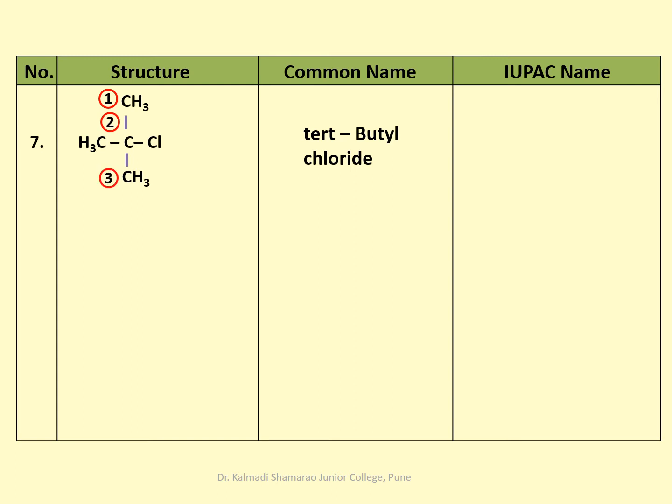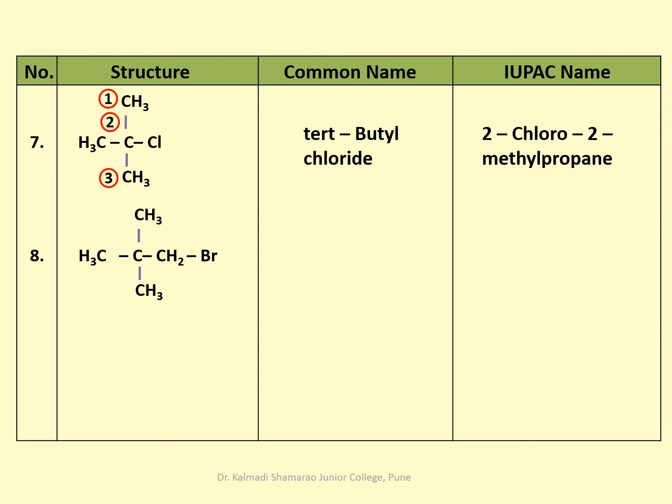Let us number the carbon chain. There are two substituents on the second carbon atom, chloro and methyl. These substituents are placed alphabetically in the IUPAC name. 2-chloro-2-methylpropane. Let me remind you that any IUPAC name is written as one word. There is a hyphen between a number and a letter, and two numbers are separated by a comma.